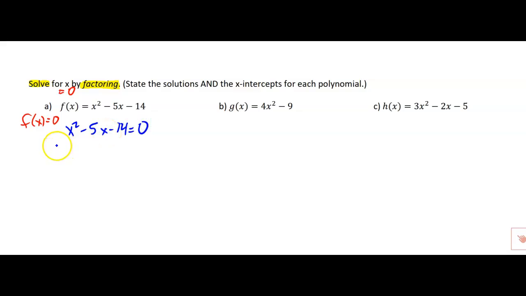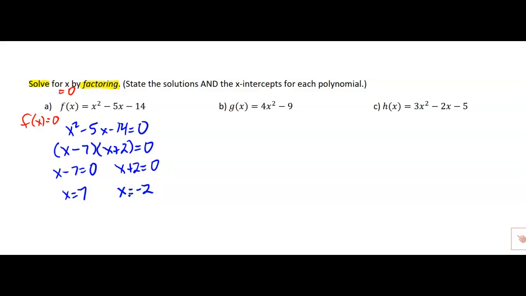Then I factor it. So that's going to be x minus 7, x plus 2 equals 0. Continuing onward, each factor equals 0. So x minus 7 can be 0, or x plus 2 can be 0. So my solutions are x equals 7 and x equals negative 2. So there's my solutions.